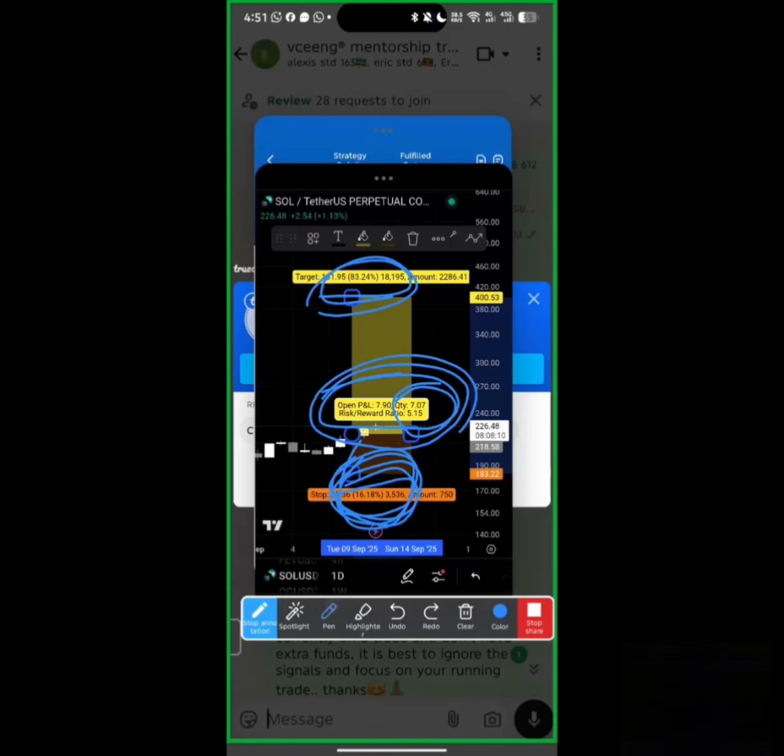That is 160% of my capital. Am I willing to lose it? So you must ask yourself that before you push in too much money into a trade.